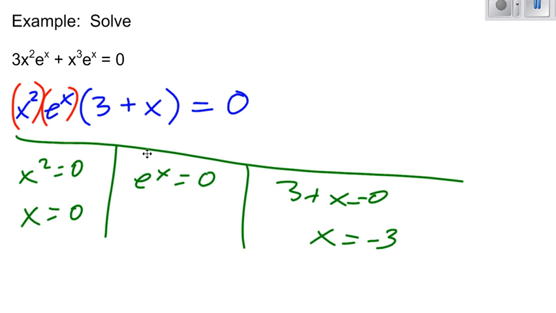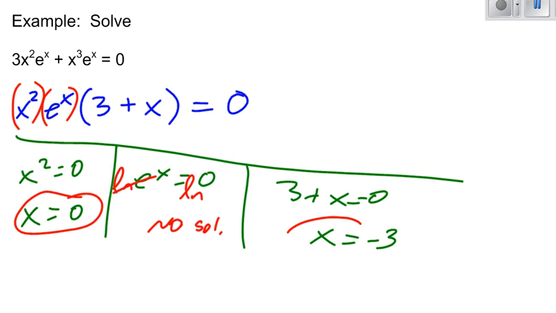To solve e to the x equals 0, we would natural log both sides. That cancels out. Natural log of 0, though, we can't do. So you get no solution from that part. But you do get x equals 0 and x equals -3.